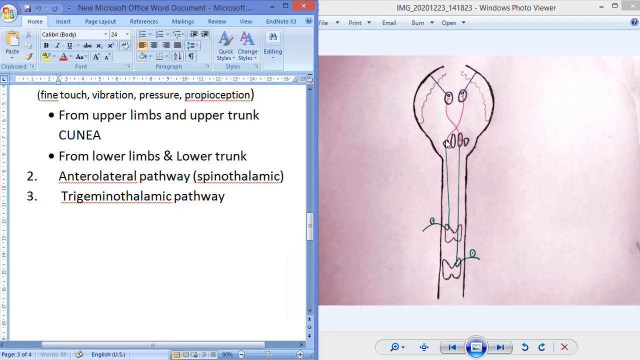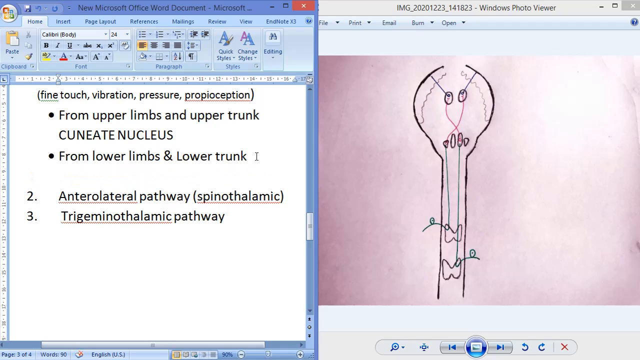Which nucleus? Cuneate nucleus. The cuneate nucleus is present laterally in the medulla oblongata of the brain stem. So from the upper limb and upper trunk, the impulses will be carried to the cuneate nucleus over here. But from the lower limb and lower trunk, the impulses will be carried to this midline nucleus, the nucleus which is present in the midline in the medulla oblongata of the brain stem. So this nucleus is called the gracile nucleus.